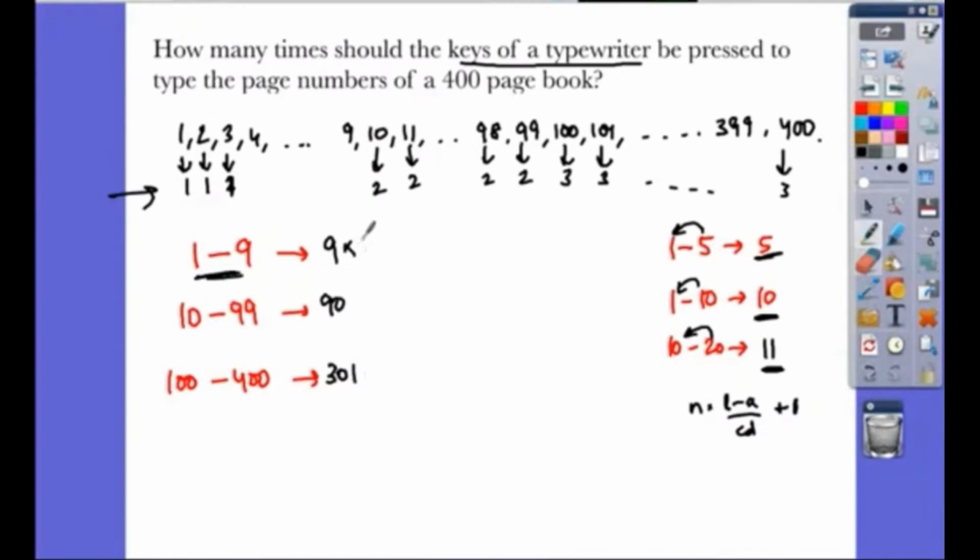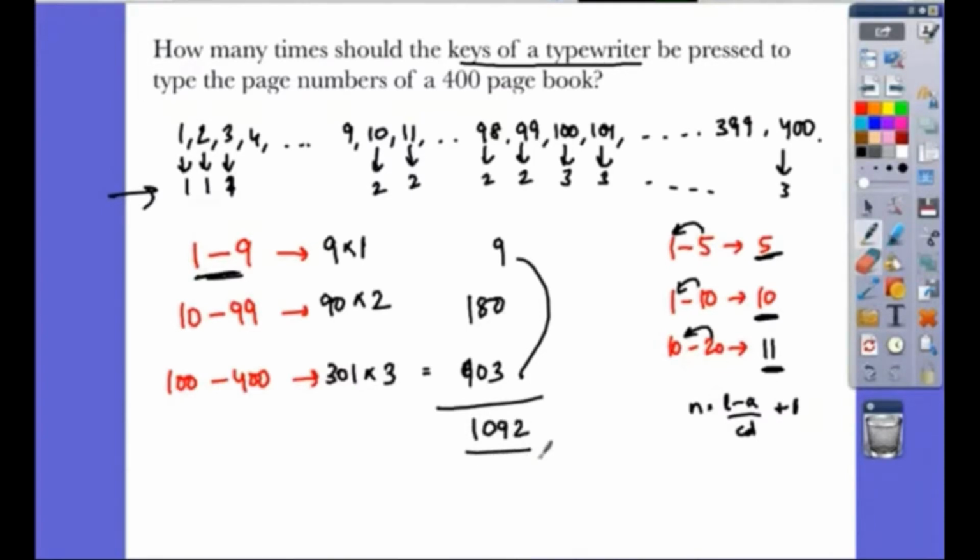Single digit numbers, there are 9. For each you'll have to press once. There are 90 two digit numbers. For each number you'll have to click 2 times. There are 301 three digit numbers. For each number you'll have to click 3 times. Let's add them. This is 903 clicks. This is 180 clicks. And this is 9 clicks. So added these two, it becomes 912. Then 1012, 1092.